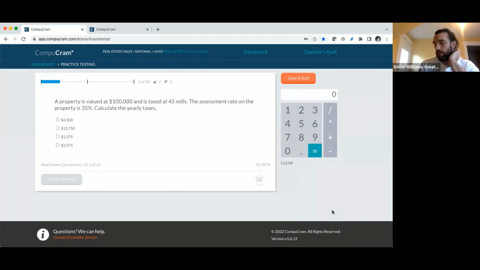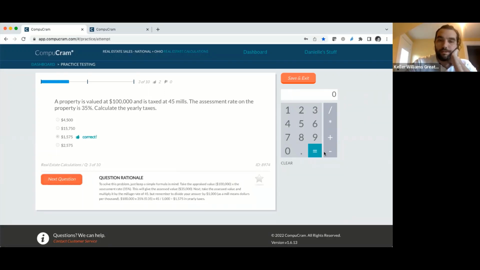All right, seeing plenty of C's in the chat, so we'll go with that, and that's going to be correct. $100,000 times 0.35 equals $35,000. That's the assessed value. Divide that by 1,000 because we're dealing with mills to get to $35. Now we take 35 times 45, which gets us to $1,575.